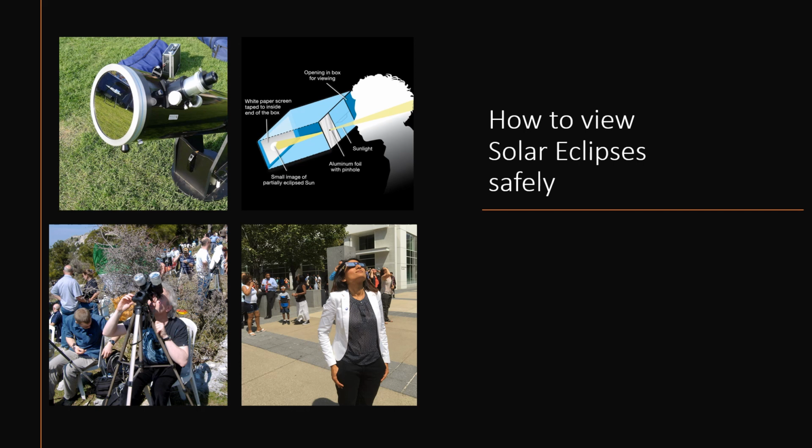Telescopes or binoculars with solar filters. If you have a telescope or binoculars, you can safely view the eclipse by attaching a solar filter to the front of the lens. Make sure to attach the filter securely and that it is specifically designed for solar viewing.